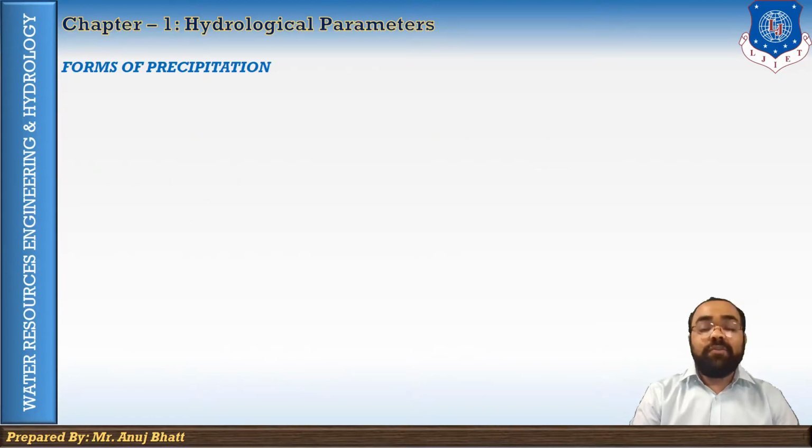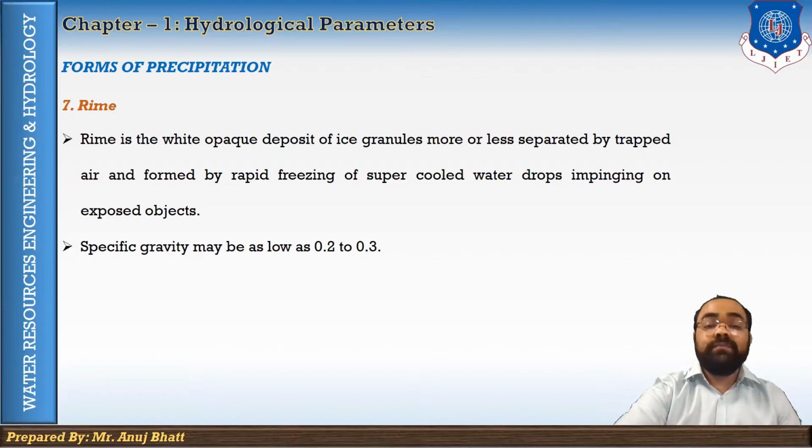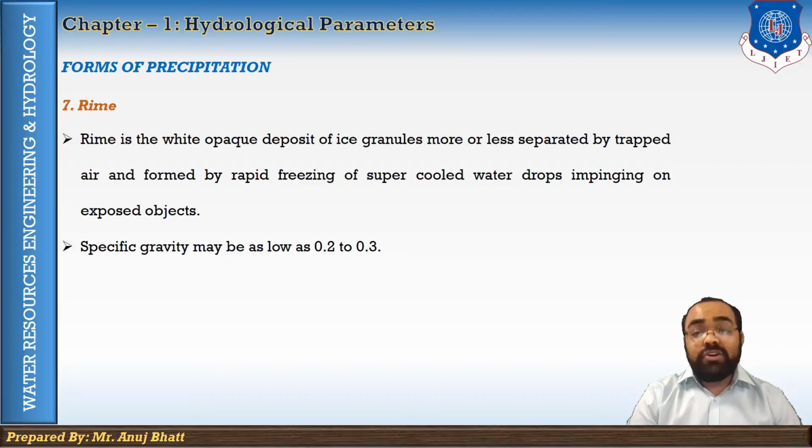Okay, the next form of precipitation is rime. Rime is the white opaque deposit of ice granules, more or less separated by trapped air, and formed by the rapid freezing of supercooled water drops impinging on exposed objects.